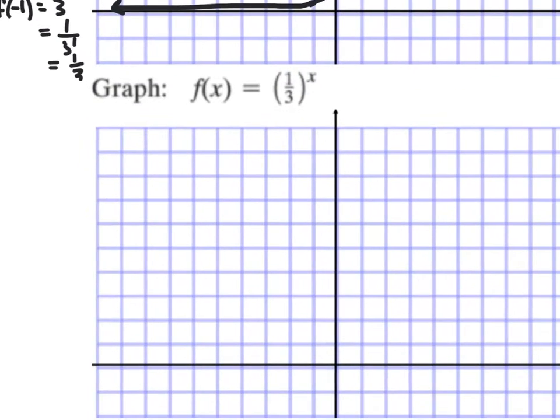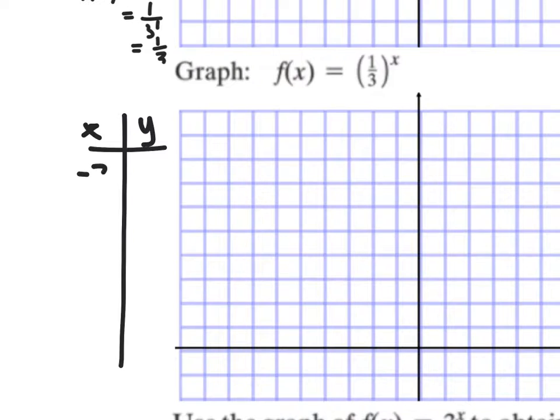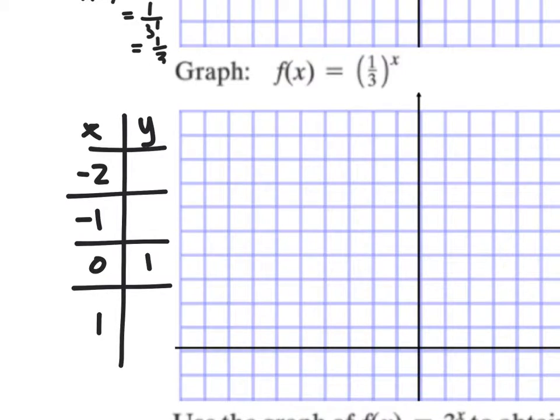Let's go ahead and graph f of x equals (1/3)^x. Same thing, except this time, because I'm dealing with a fraction, I'm going to plug in x values -2, -1, 0, and then 1. If I plug in 0, I'm going to get 1. If I plug in 1, I'm going to get 1/3 to the first power, which is just 1/3.